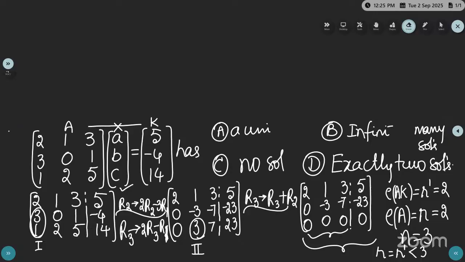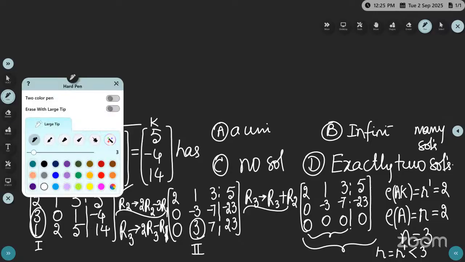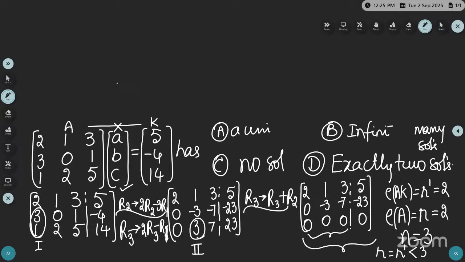Infinitely many solutions. Right, next another question. Actually, you may not be given these solutions.